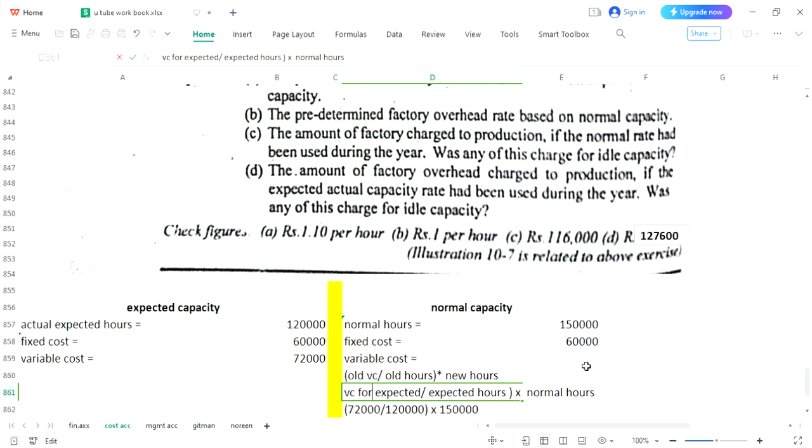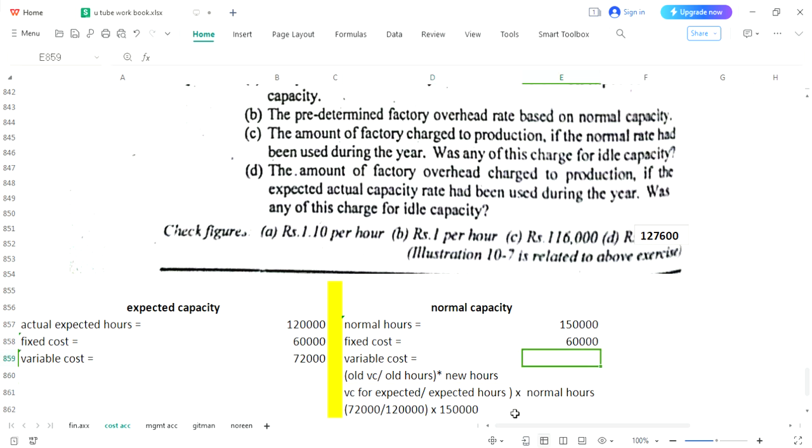There you can calculate. So the statement has been completed over here. Calculations would be made like this: 72,000 divided by 120,000, bracket close, and multiply it with 150,000.